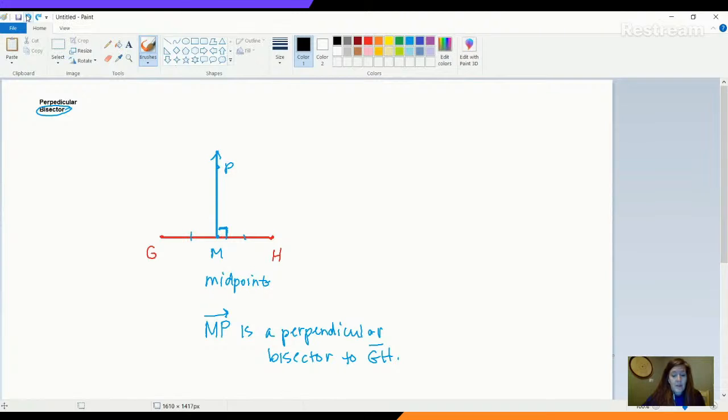Okay, so now we know what that means, and we're going to build on that, and we're going to learn two theorems that have to do with the perpendicular bisector. Right. So the first theorem that we're going to learn is called Theorem 5.2, and this is called the perpendicular bisector theorem.